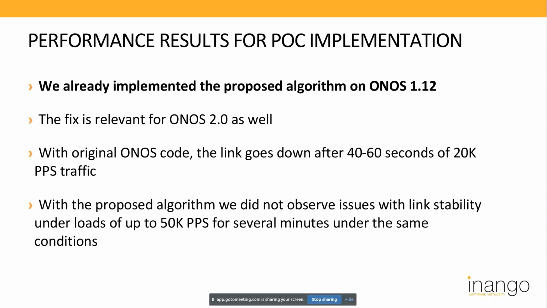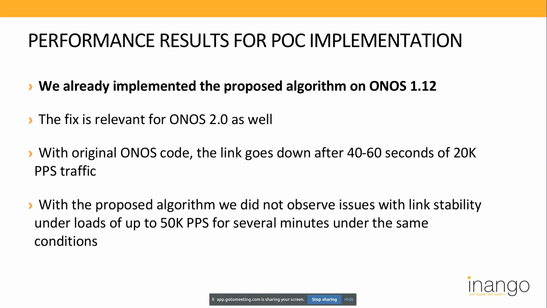Okay, so it's just a slide with information about when we experience the issue. With a 20,000 packets per second flood with ONOS 1.12, we lose the link after 1 minute, and with our changes, we didn't observe link stability issues until ONOS started to work very slowly because of memory consumption in the host location provider.